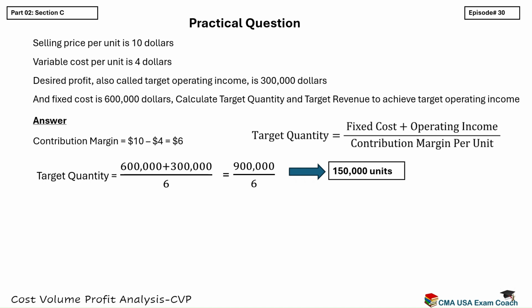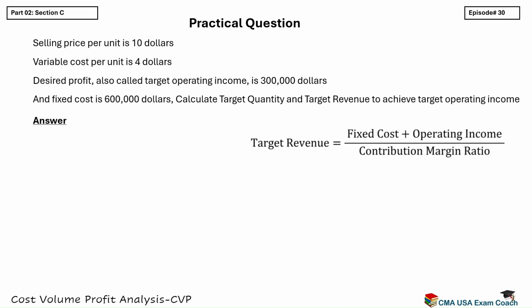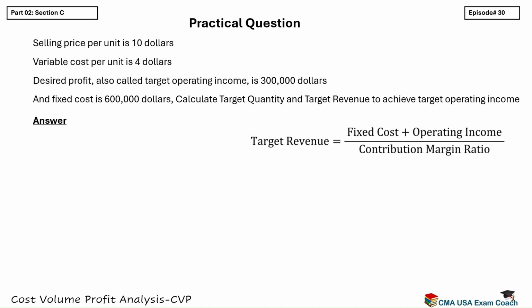Now let's calculate the target revenue, which means how much total sales value we need to achieve this target. To do that, we first need the contribution margin ratio. This ratio shows what percentage of every sales dollar contributes to covering fixed costs and profit. Contribution margin per unit is 6. Selling price is 10. So, CM ratio equals 6 divided by 10 equals 0.60 or 60%. This means 60% of the revenue goes towards fixed cost and profit.